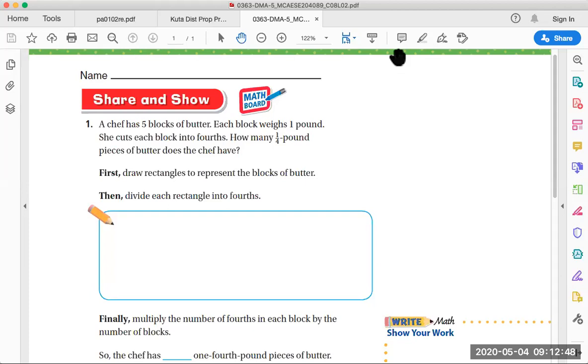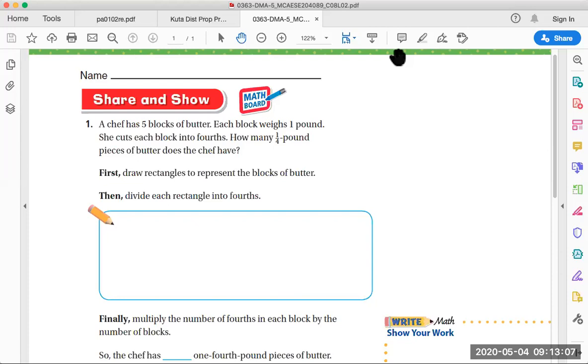All right, so number one says a chef has 5 blocks of butter. Each block weighs 1 pound. She cuts each block into fourths. How many 1/4 pound pieces of butter does the chef have? First, draw rectangles to represent the blocks of butter. So that's what we'll do in this box right here.